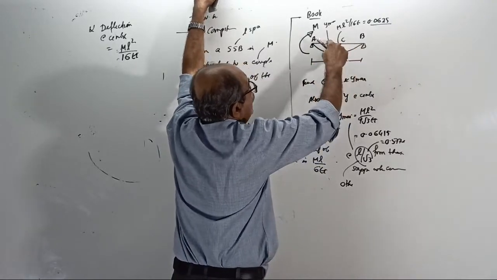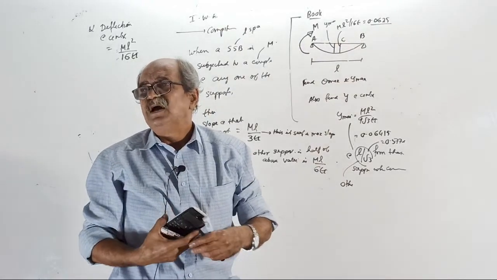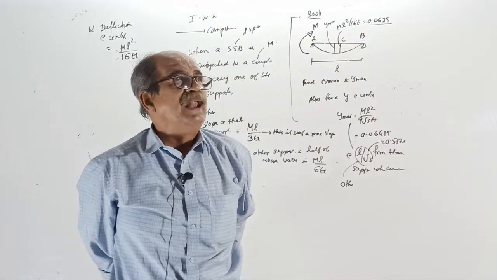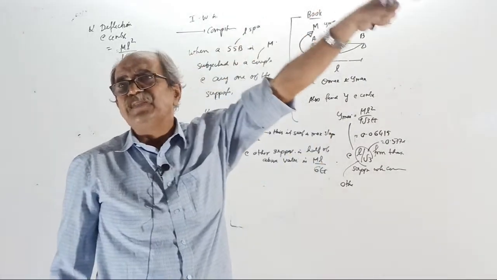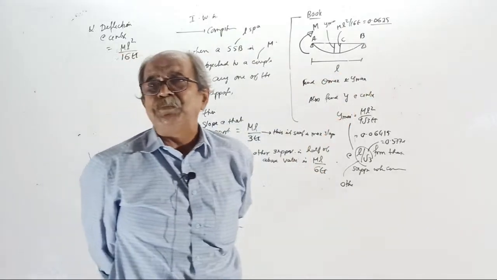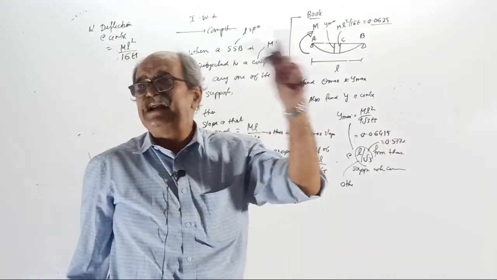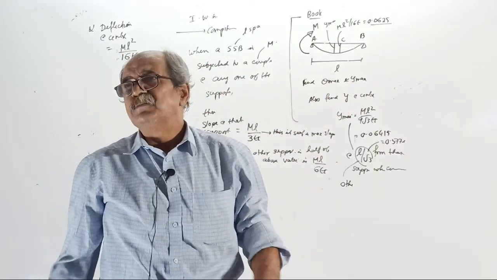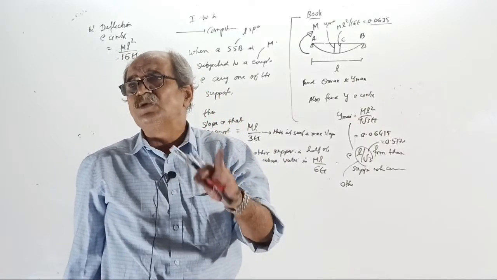When you mark from there, it is more than 0.5. So, the formula is where you apply the couple: slope equal to ML by 3EI. That is the maximum slope. The other support slope equal to half of that value, ML by 6EI. Deflection at center equal to ML square by 16EI. And maximum deflection equal to ML square by 9 root 3 EI.